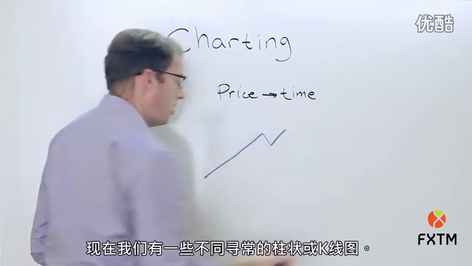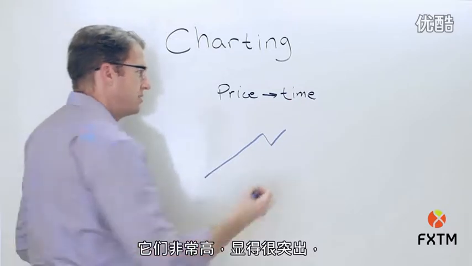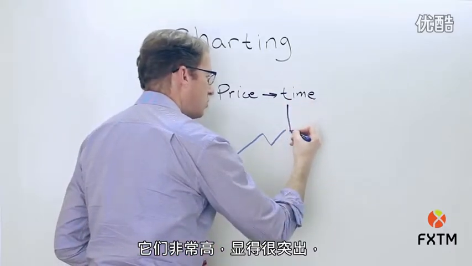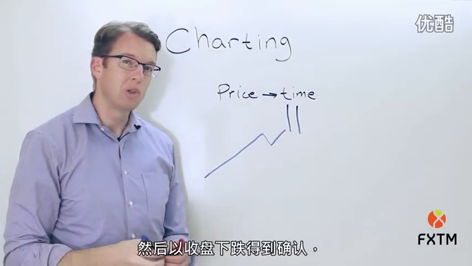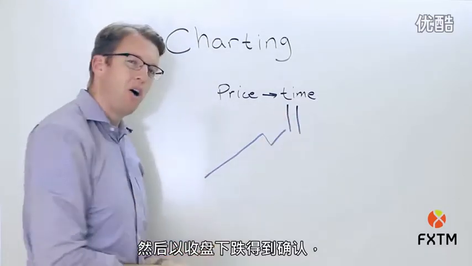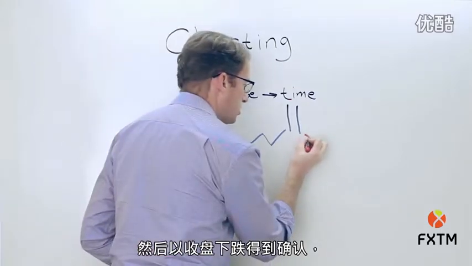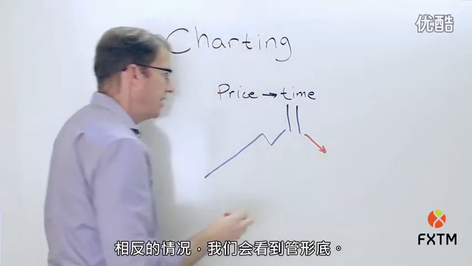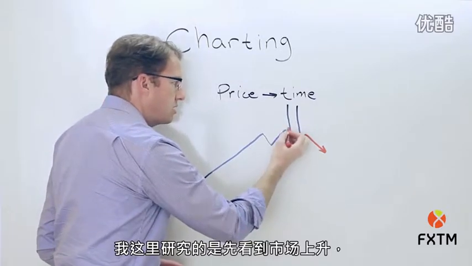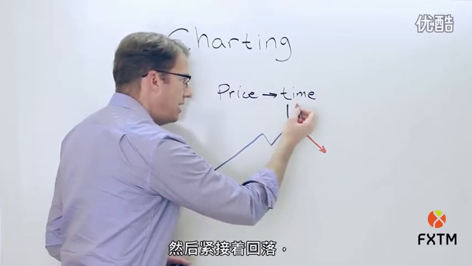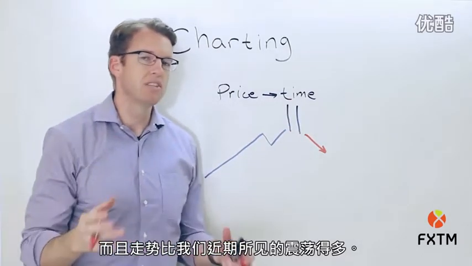It's been trending higher, and then all of a sudden we get a couple of unusual bars or candles. They kind of stand out all by themselves. They're really tall. These could be candles, they could be bars. Either way, what we're looking for is something that's standing out all by itself, and then it's confirmed with a lower close like this. The inverse of this we would look at as a pipe bottom. What we're studying here is that initially the market went up, and then right after that it went right back down, and did so with a lot more volatility than what we've seen recently.